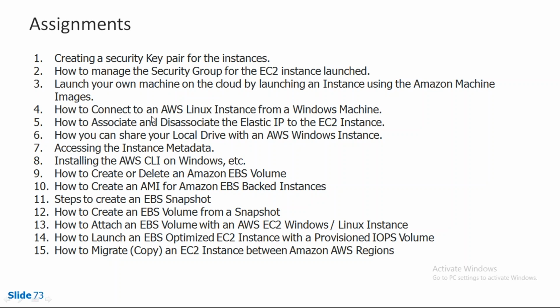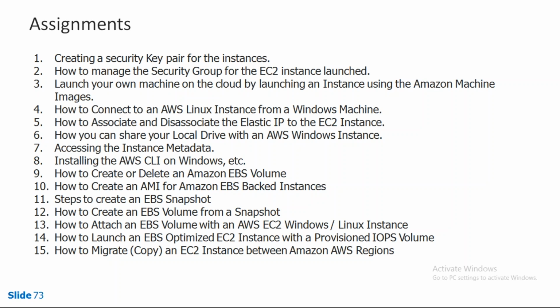And how to connect to your AWS Linux instance from a Windows machine, that's by using the PPK format key pair. How to associate and dissociate an elastic IP. I did not tell you anything about elastic IP, but I'll tell you. Elastic IP. Why do we use elastic IP?